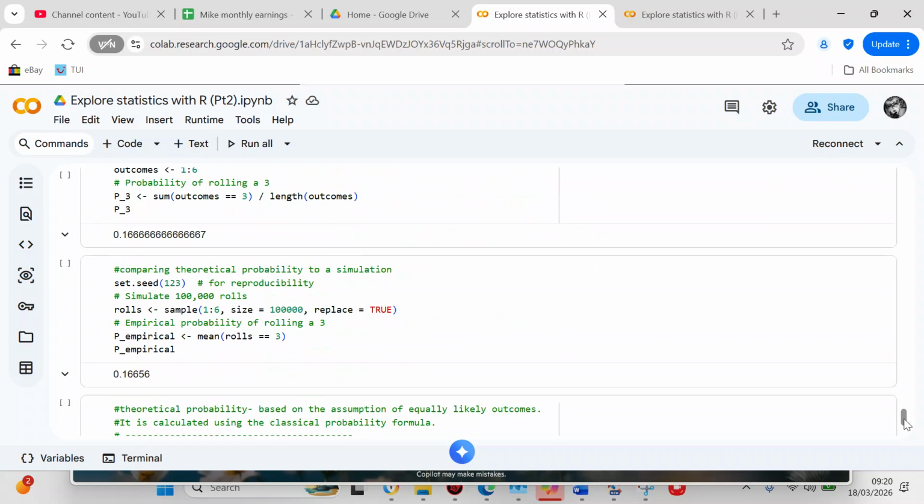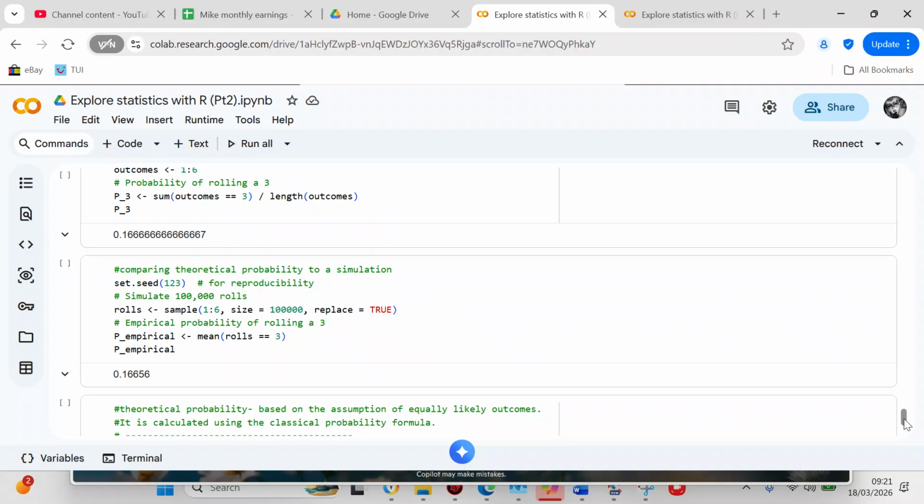So now we're going to compare the theoretical probability to a simulation. We're going to set our seed, and whenever you set your seed, every time you run the cell, it initializes the variables to the same values. So set.seed(123). And then we're going to simulate 100,000 rolls. So rolls becomes sample(1:6, size = 100000, replace = TRUE). This is going to be sampling with replacement.